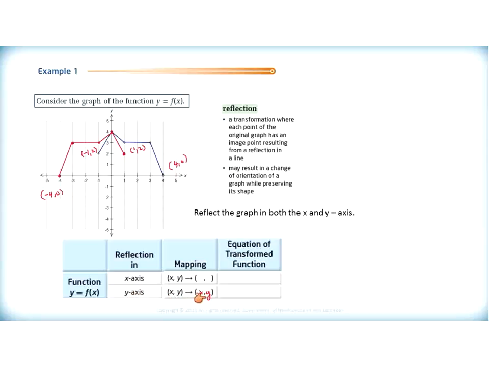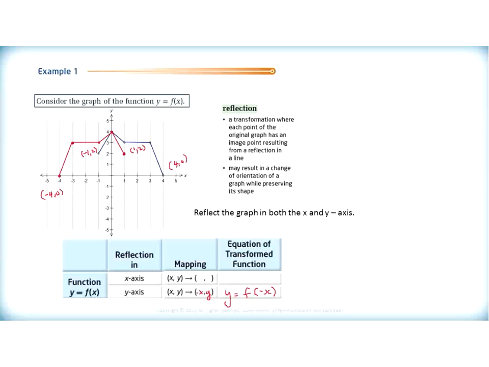Reflection in the y-axis. The equation of the function with a reflection in the y-axis has a negative in front of the x there. So we end up with the equation looking like this: y equals f of negative x. Reflection in the y-axis.